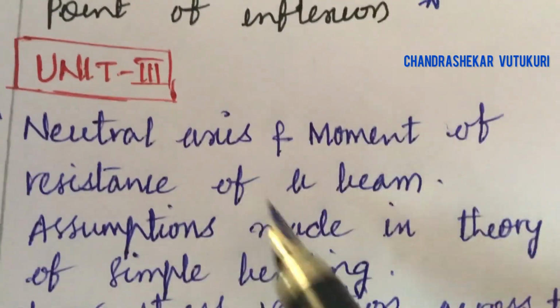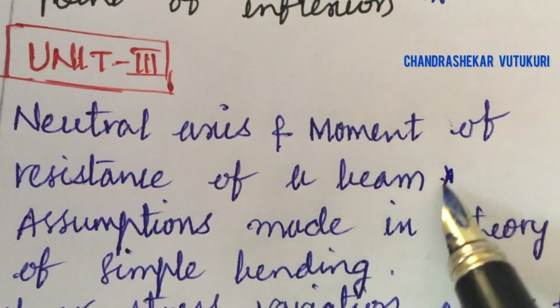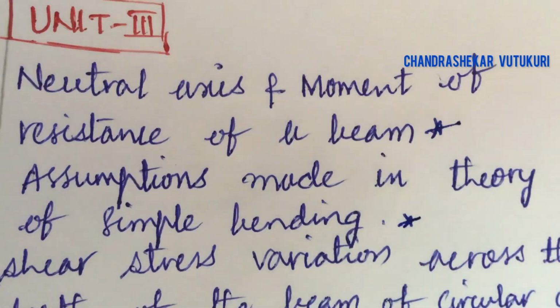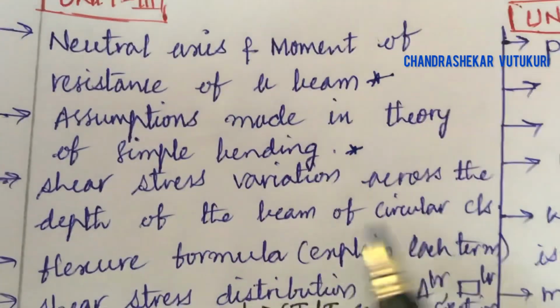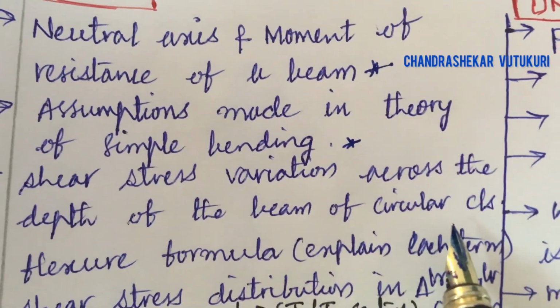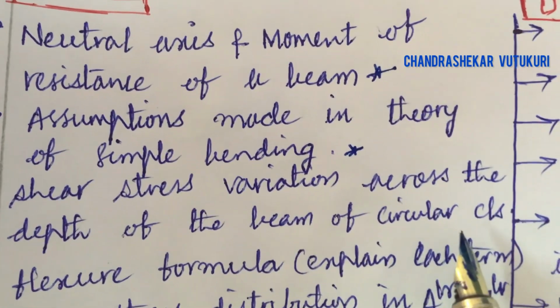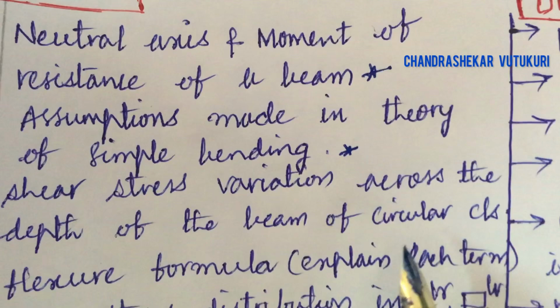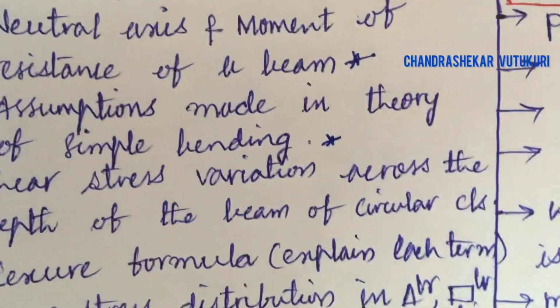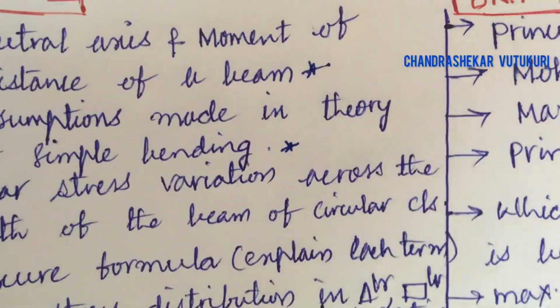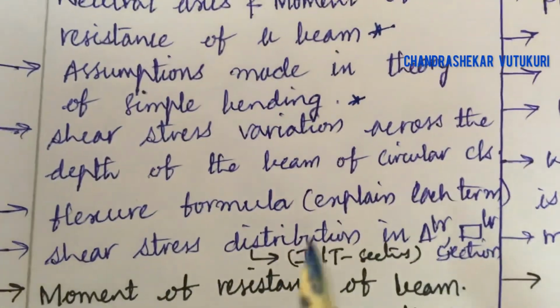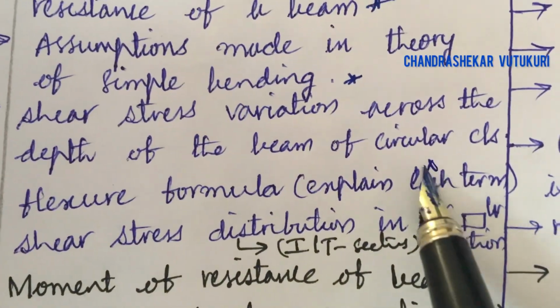It's a very important neutral axis and the moment of resistance of a beam, assumptions made in theory of simple bending, shear stress variation across the depth of the beam of circular cross section. Dear students, the short questions are not only the part for the exam, you are supposed to work out concept wise, so that you are able to work out all the short questions which I have not kept on the paper. You try to work out even those also. Flexure formula, and explain each and every term.